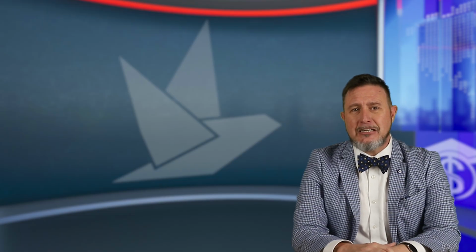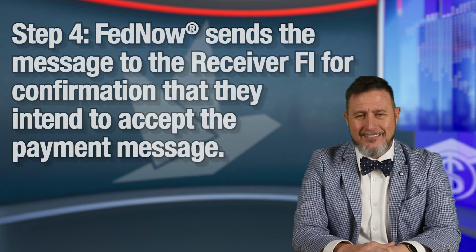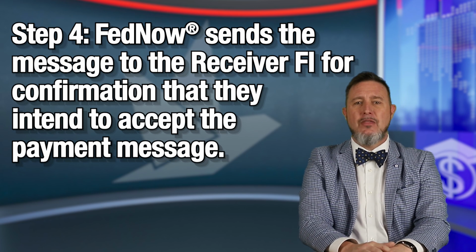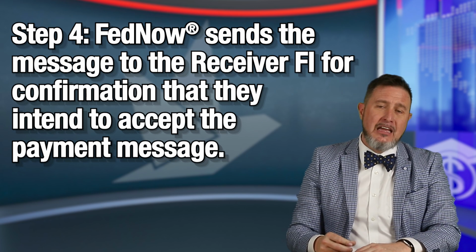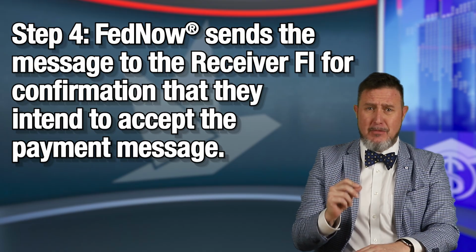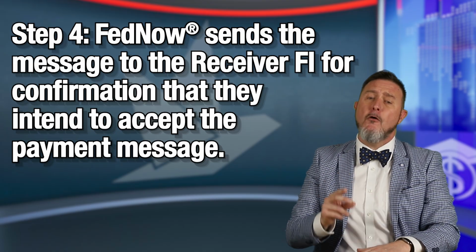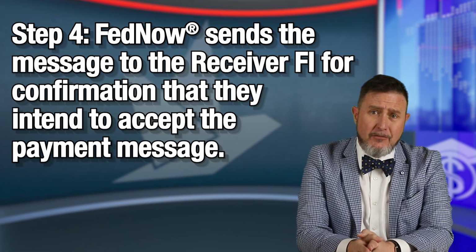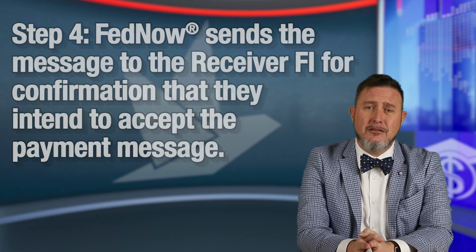Let's assume that everything did go well and move on to step 4. That's right. What happens when everything's working well? When we do have sufficient time, now FedNow sends the message to the receiving financial institution for confirmation that the receiving FI intends to accept the payment message. This is our normal payment flow. We're just explaining how the payment clock works in our normal payment flow. And this is where the receiver FI determines how they're going to handle the message with the accept, reject, or accept without posting. Yep, that's going to be their choices.